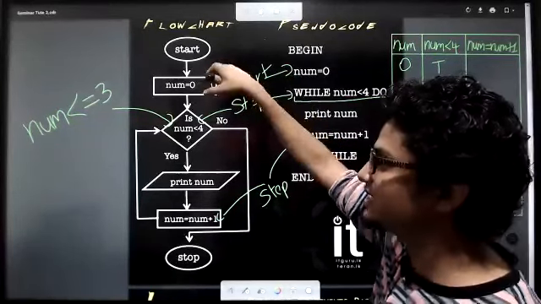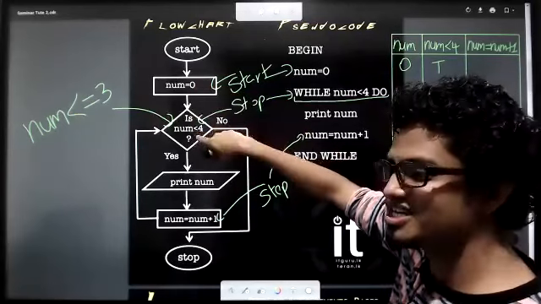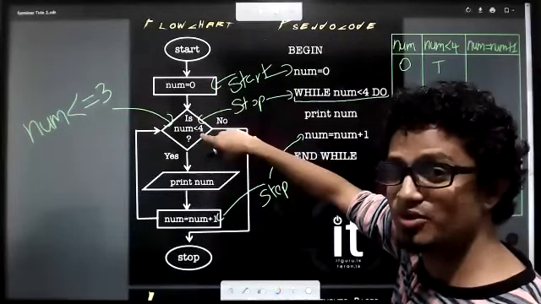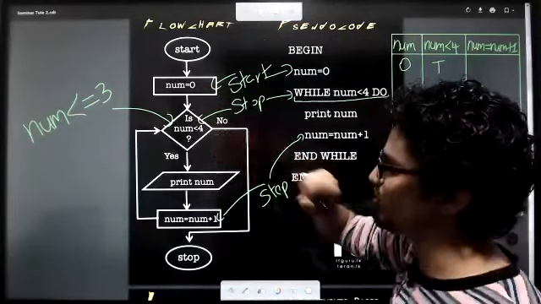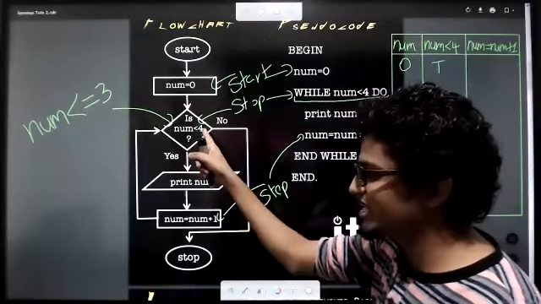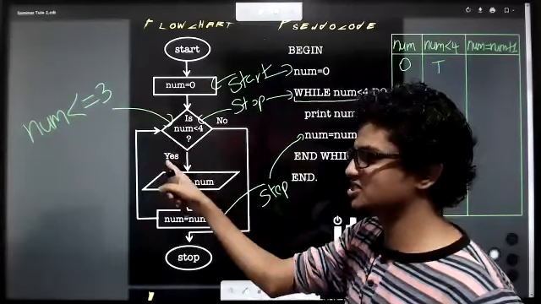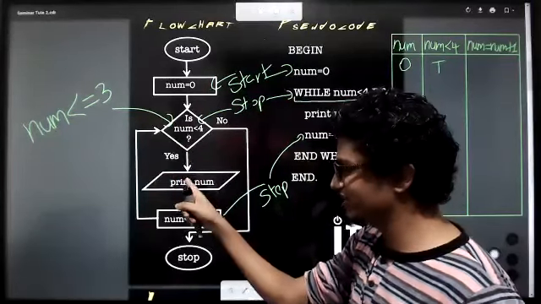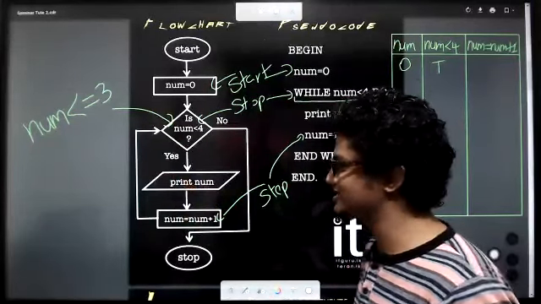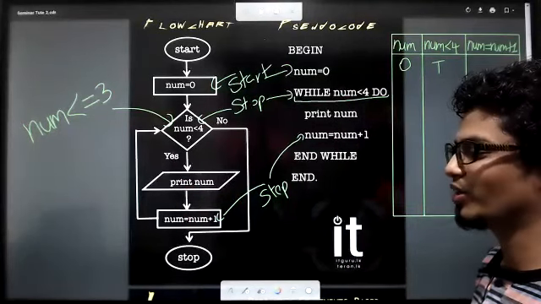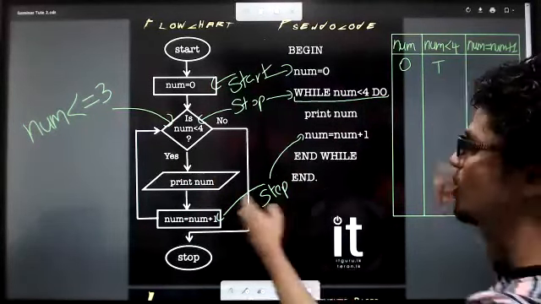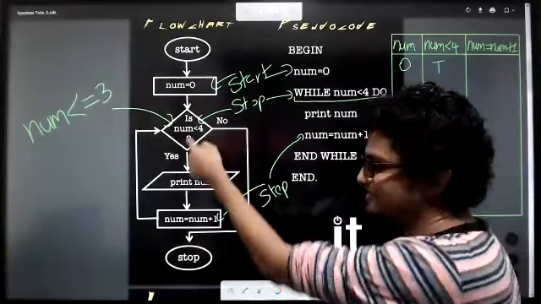I started here and now I'm in the second step. Don't forget the sequence principle. Is num less than 4? True. Since the condition is true, it will go in this way. So what should I do now, kids? If it is true, what is the immediately available next statement?